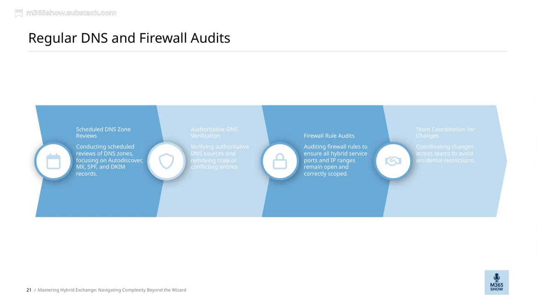Finally, scheduled reviews of DNS zones are essential. These reviews should focus on key records like auto-discover, MX, SPF, and DKIM. Regularly checking these records ensures our email flow remains secure and properly authenticated, which ties back into the overall theme of mastering the complexities of hybrid exchange. It's all about proactive management to keep everything running smoothly.